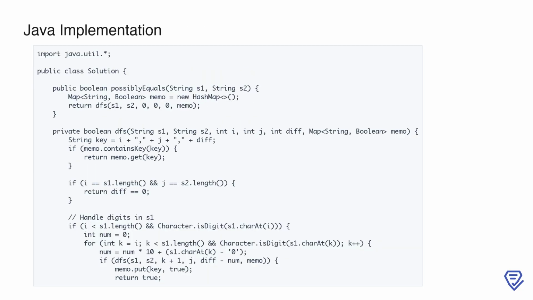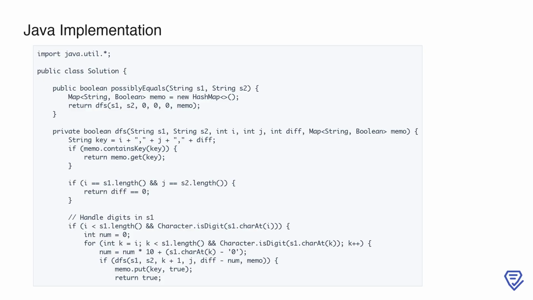Here, we begin by defining the Java implementation for the problem. First, we import necessary libraries and create the solution class. The core function is possiblyEquals, which takes two encoded strings, S1 and S2, as input. It initializes a memoization map to store intermediate results and calls the helper function DFS.